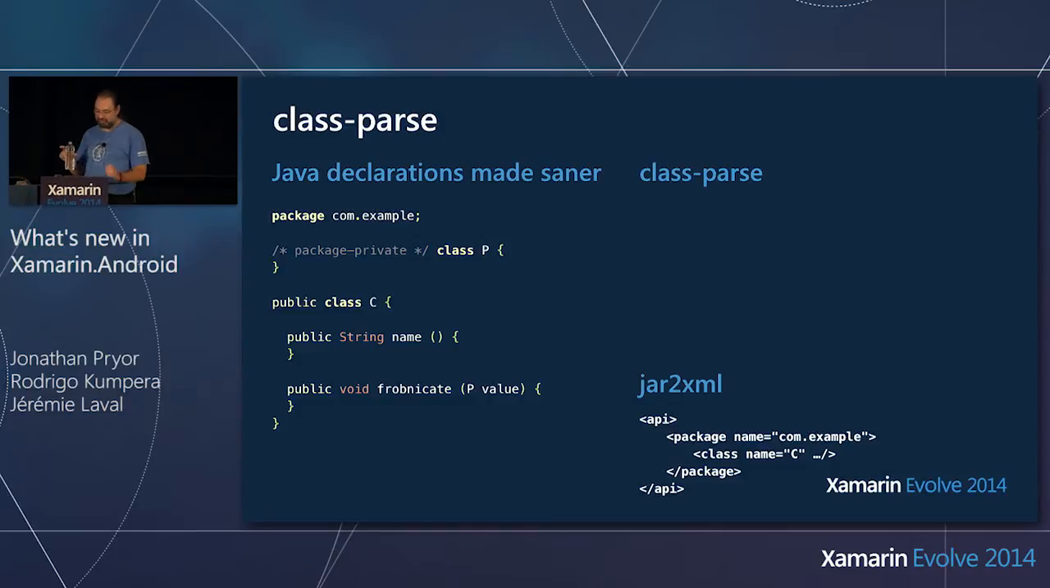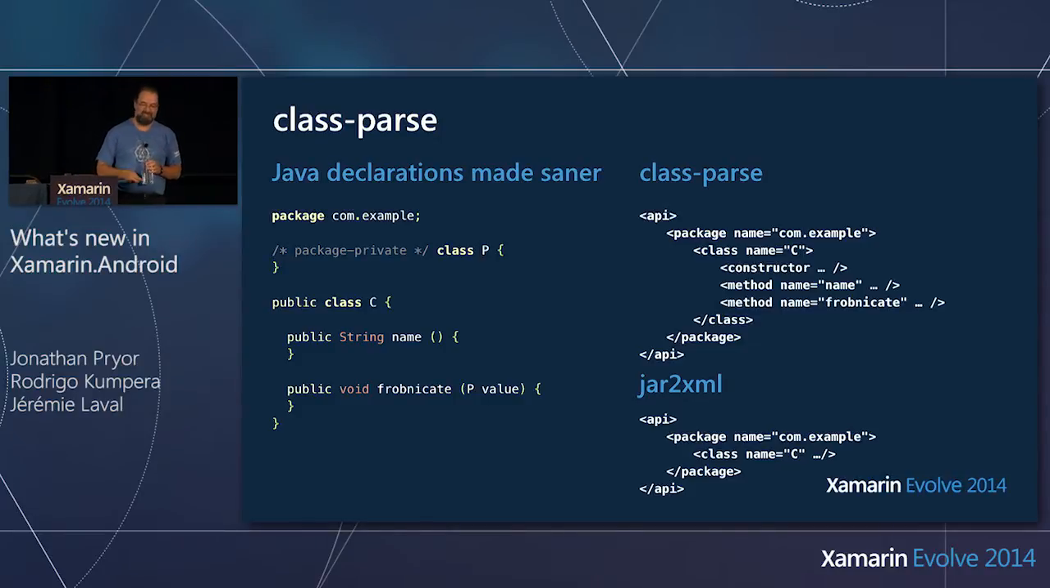So as a result of the fact that we are now manually parsing bytecode without involving a Java VM, and because we can look at debug symbols, when we use class-parse, we can get the class name, we can find the constructor, we can find all the methods, and, well, I was running out of space, but you will also get the parameter names for non-abstract methods.